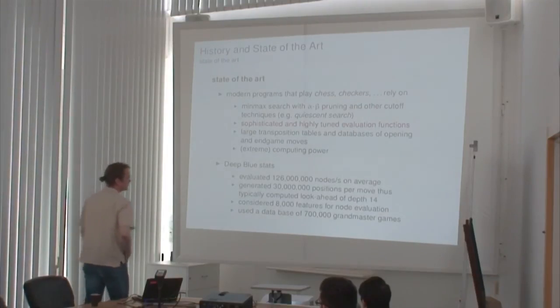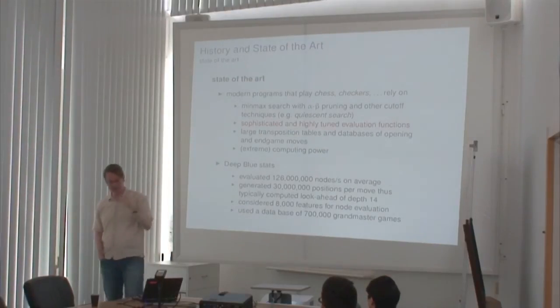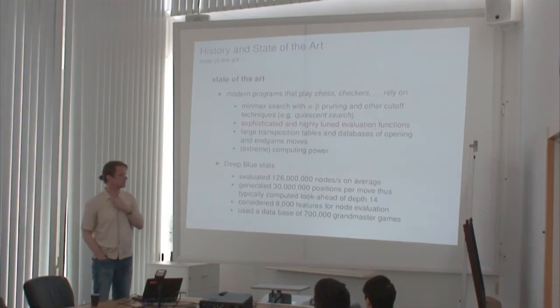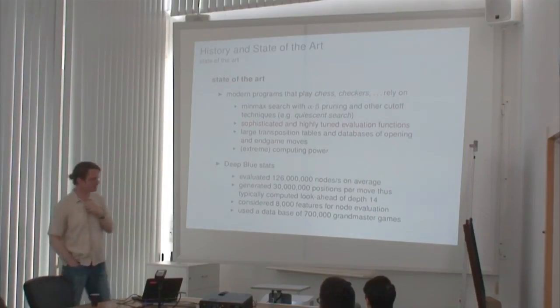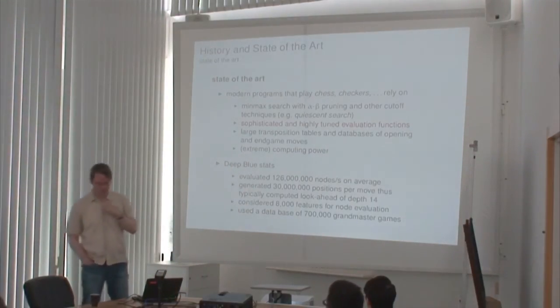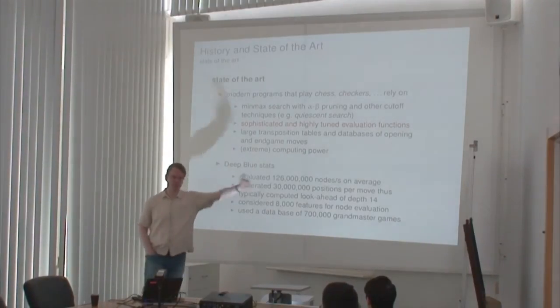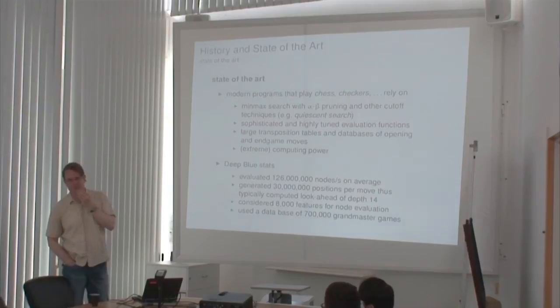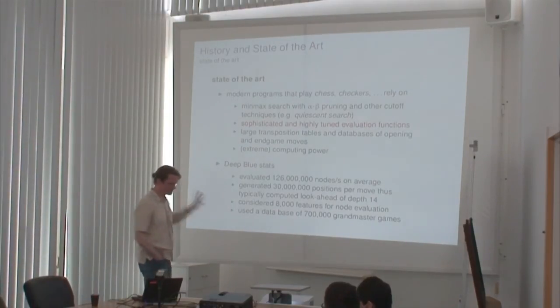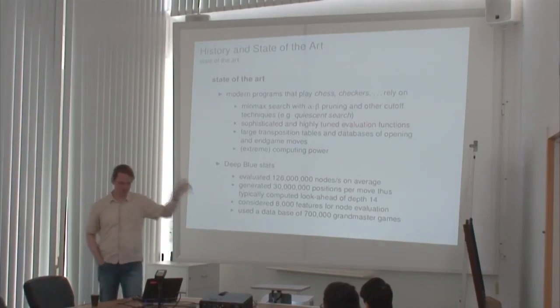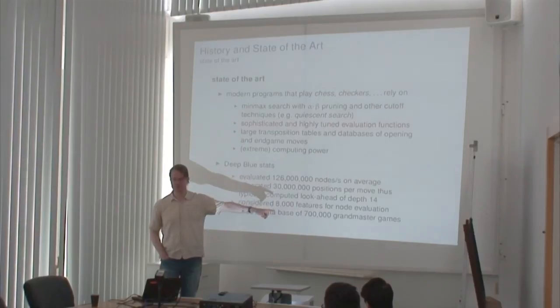And here is how much computing power they typically require. Deep Blue, when it won against Kasparov in '97, evaluated 126 million states per second on average. So this was a supercomputer, and it really did a lot of computation. It generated about 30 million positions per move, and that is to say, the average look-ahead was 14 levels down the tree. The evaluation function was based on more than 8,000 features, and seriously a lot of human ingenuity went into designing these evaluation functions. And the databases, with the endgames and opening positions, had access to more than 700,000 recorded chess matches.